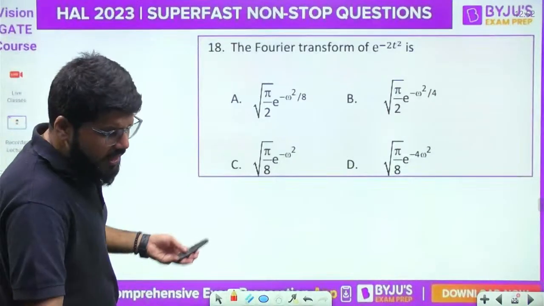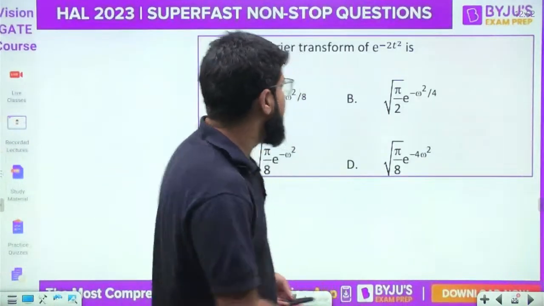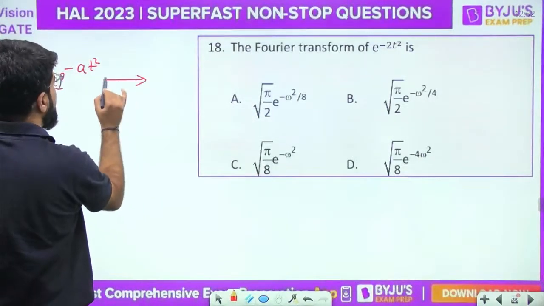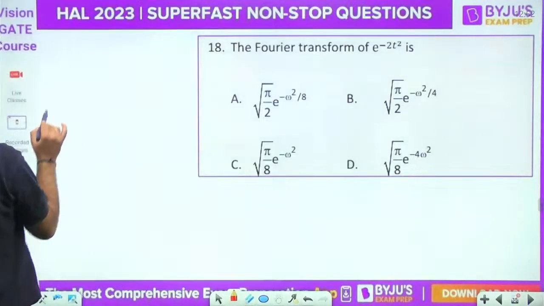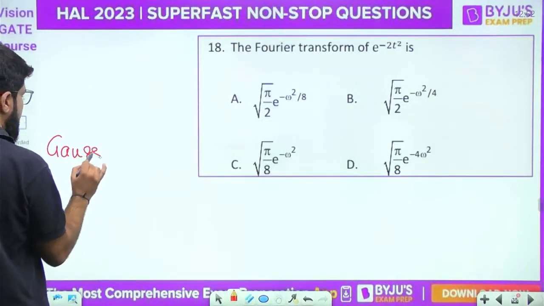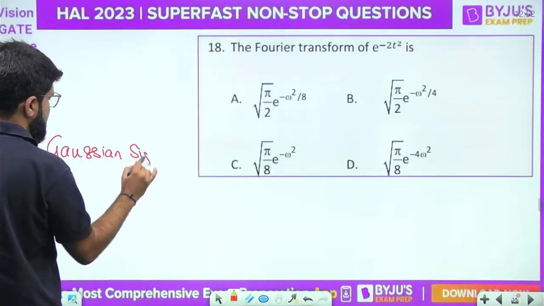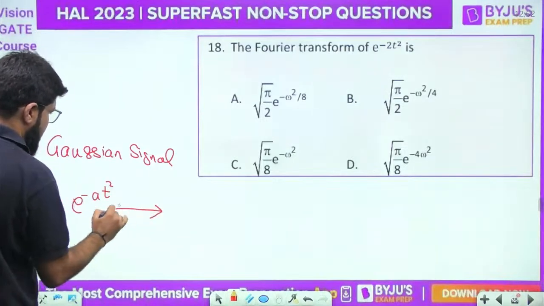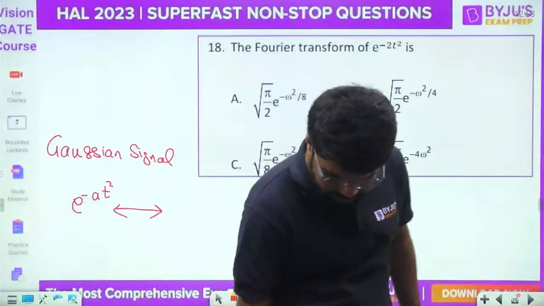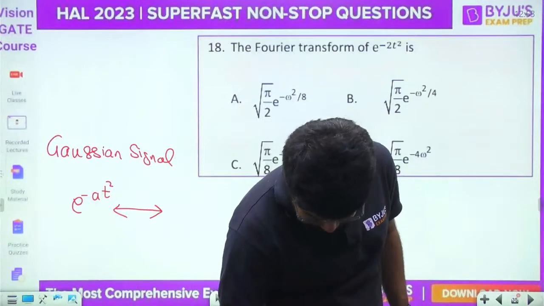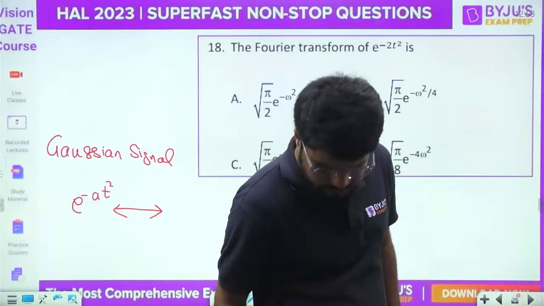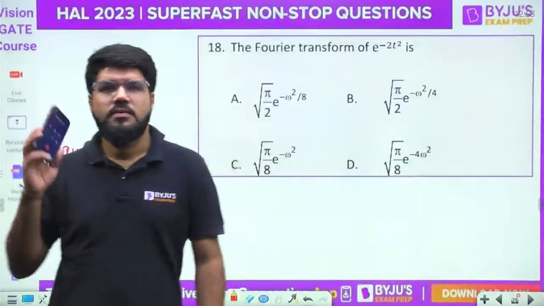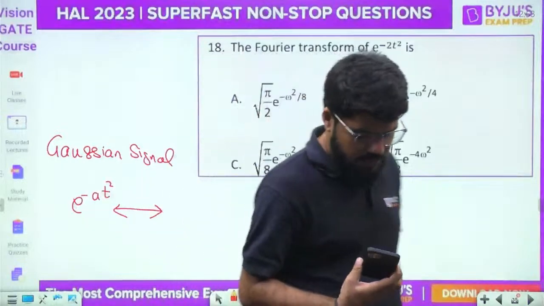Number 18. What is the Fourier transform? Direct question. e power minus 2t square. You should know what is the Fourier transform for e power minus 8t square. The Fourier transform of the Gaussian signal e power minus 8t square is equal to what? Come on, tell me quickly.